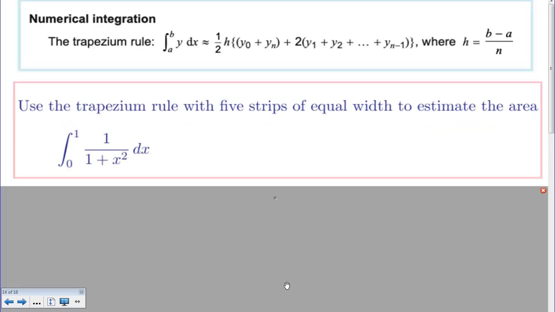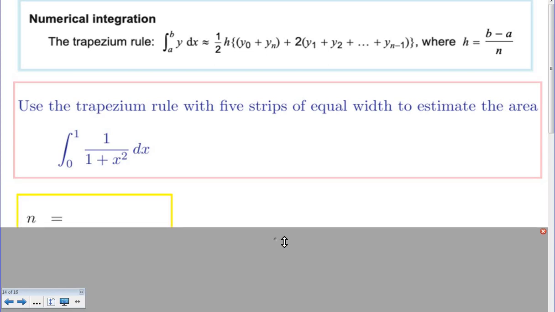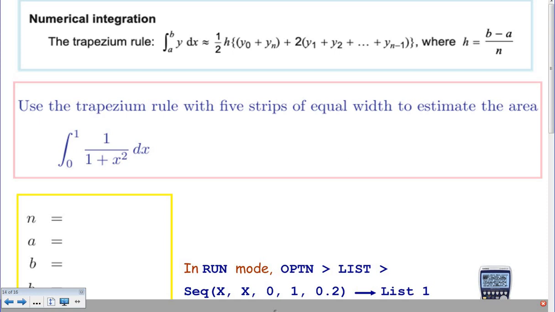Okay, one last example. We're going to, this time, use the trapezium rule with 5 strips, so n is 5 this time. And we're going to estimate the area of the integral 1 over 1 plus x squared from 0 to 1. So let's write down what we know first of all. We know that n is 5 strips.